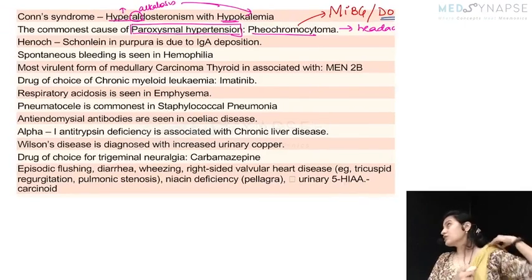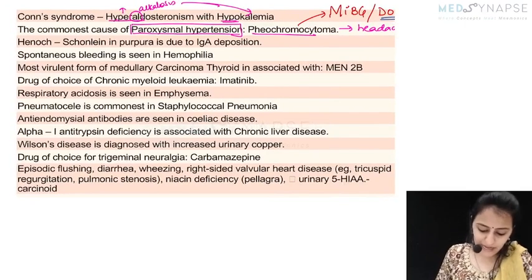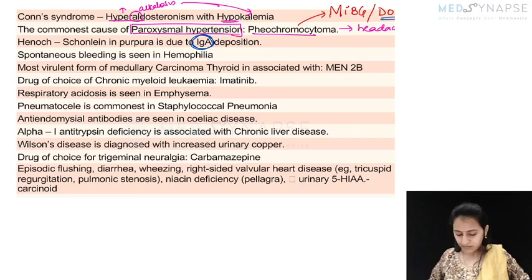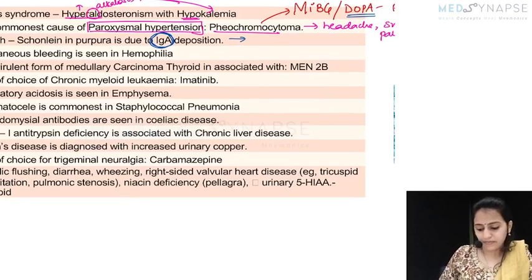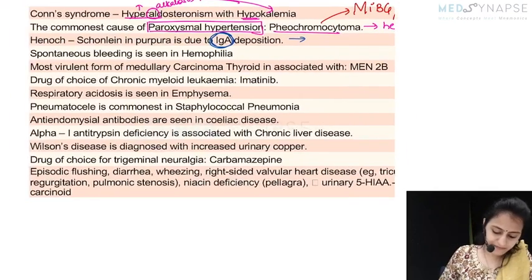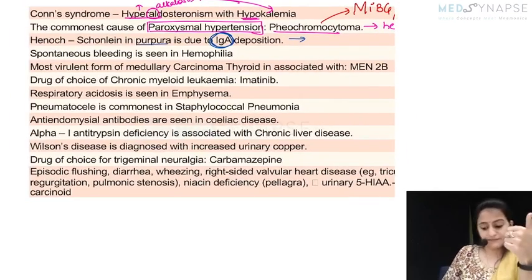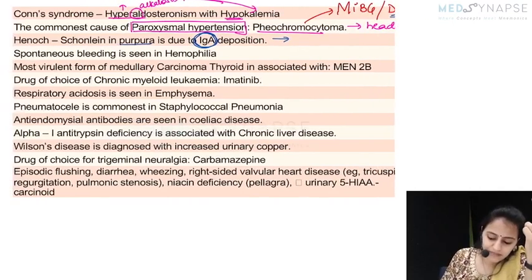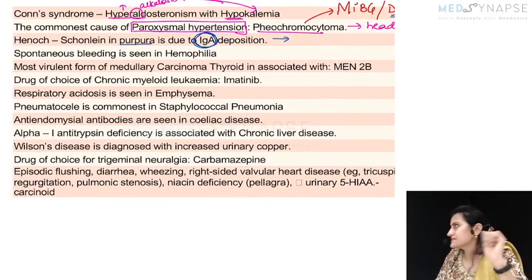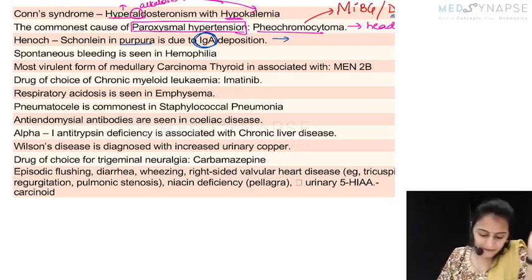HSP, Henoch-Schonlein purpura, has what Ig deposition? IgA. Right, in HSP, what is the history? There's a triad of palpable purpura, joint pain, abdominal pain. Right, that's a classical history. We'll see that in vasculitis again, the HSP.